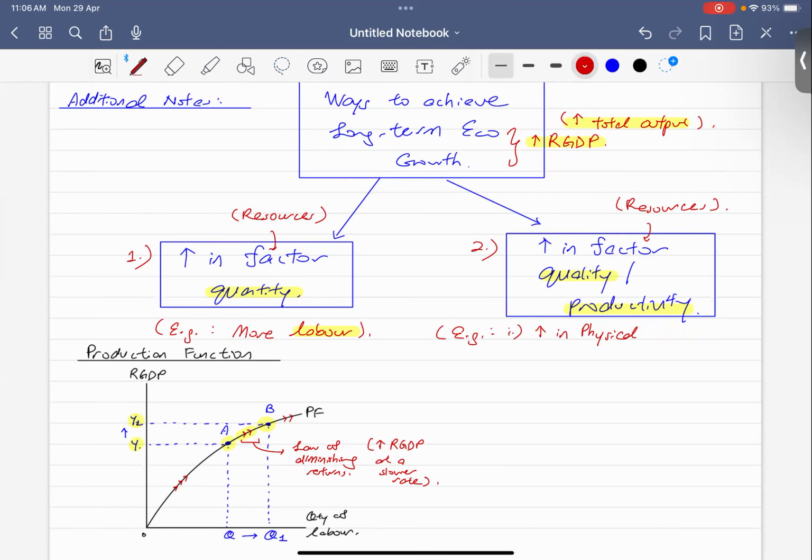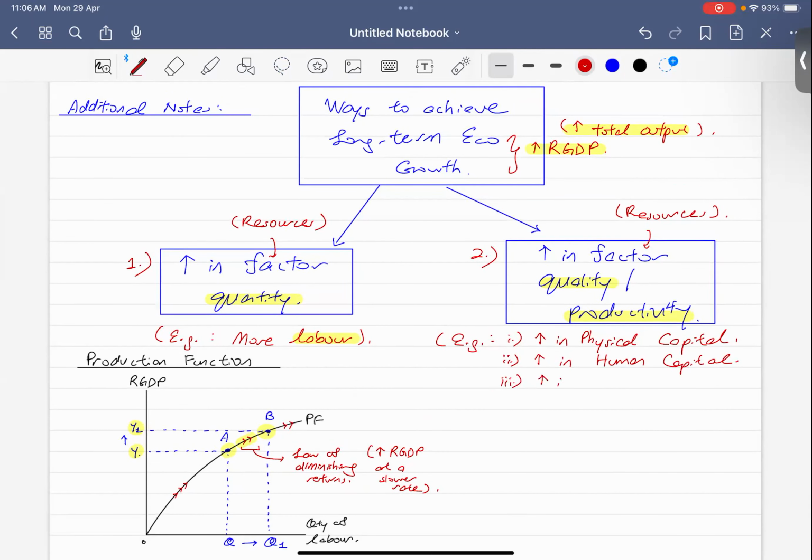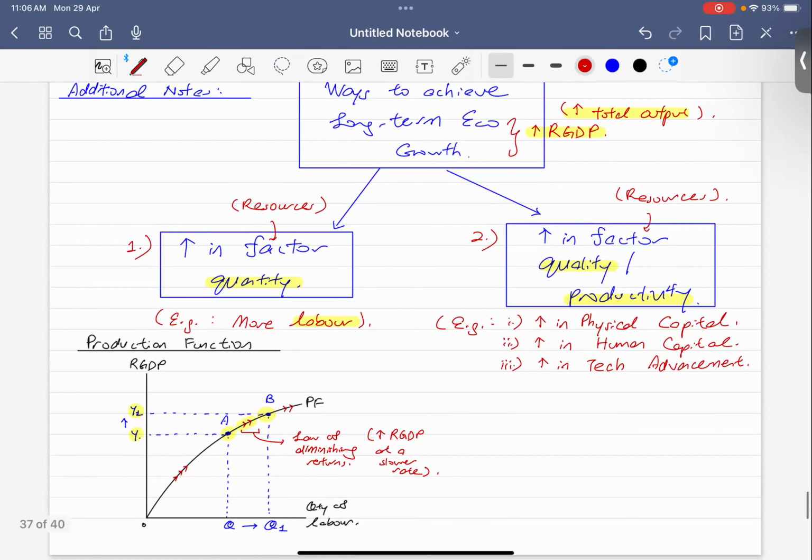Okay, increase in physical capital, or increase in human capital. Like people are educated, they go for training and education, they graduate from university, or increase in technological advancement. As long as the situations are linked to these three things, either it results in more physical capital, or more human capital, or more technological advancement, right? It will result in this impact.